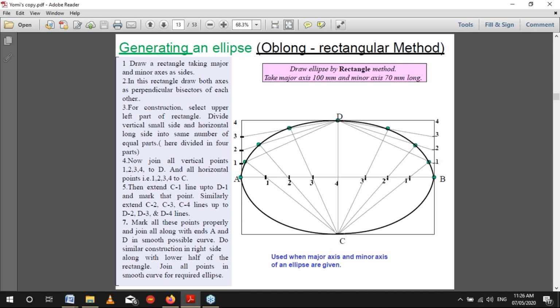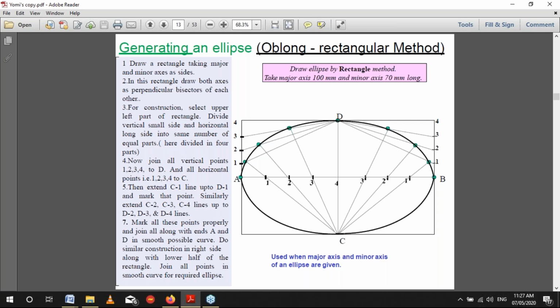Then step 4, join all vertical points, that's 1, 2, 3, 4, to D. You can see my D at the top. You join all of them with a straight line to D. And all horizontal points 1, 2, 3, 4, you join them to C, the base. So I want you to reproduce what you are seeing on the screen, and know it very well.